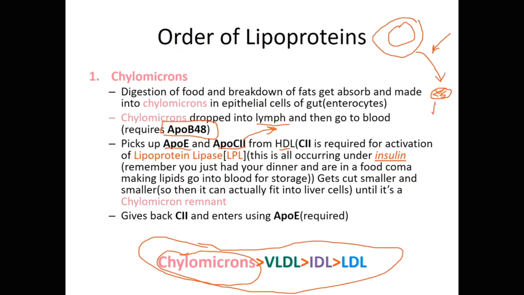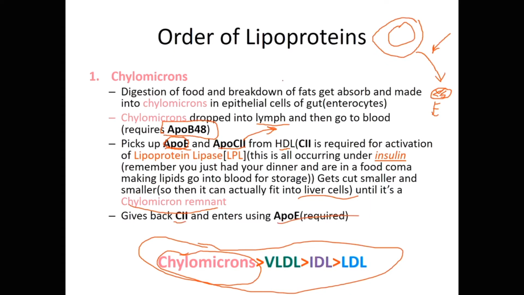Now this remnant has ApoE on it, and this can go for entrance, E for entrance into the liver and get brought up into the liver. And that's what our chylomicron remnant does. But in the process of getting back to the liver, it drops off C2 back to HDL, and then it enters. So remember, this is the first guy.